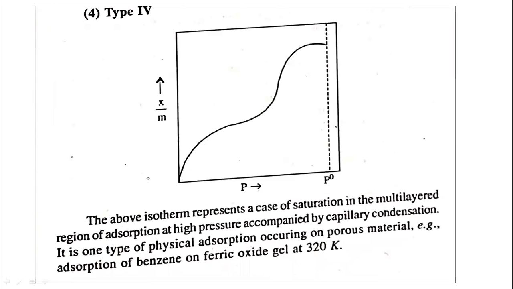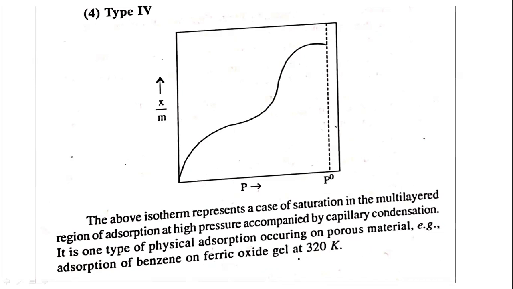Now let us see the type 4 adsorption isotherm. The variation is now different here. It is going to be increasing, later on some increase there, again a fast increase there, then it remains constant. The same x upon m versus p. The above isotherm represents saturation in the case of the multilayered region of the adsorbent at high pressure. At the high pressure here, the saturation stage will be accompanied by capillary condensation. It is one of the types of physical adsorption occurring on porous material. So the example is adsorption of benzene on ferric oxide gel.